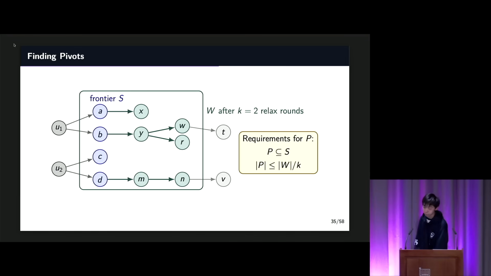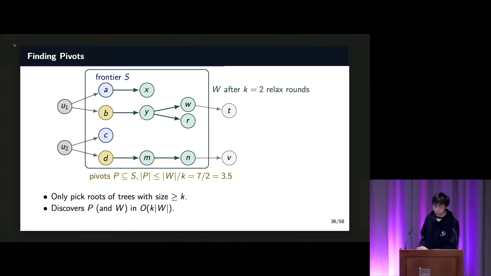And that algorithm is surprisingly simple. Consider the edges that contribute to shortest paths from the source. We can show that using those edges, we can form a so-called shortest path tree. And if we're only looking at these vertices in W, as you can see here, we get a shortest path forest, which is a collection of trees. And within this forest, we will take the roots of the trees that have size at least k as pivots. So that's vertices B and D here.